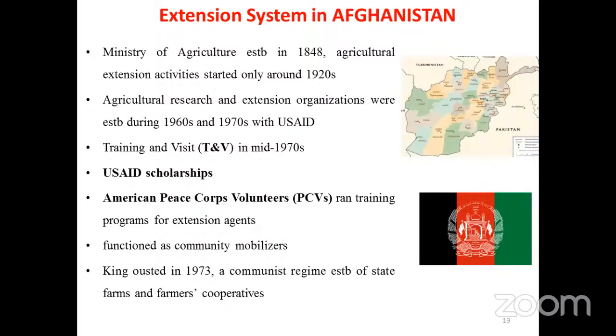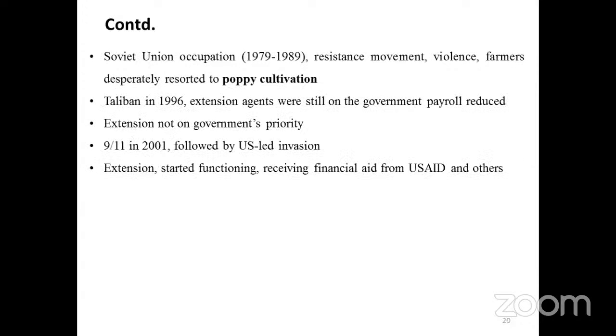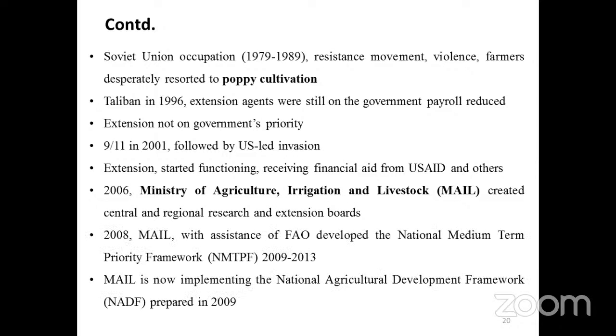Then the communist regime came. As communism goes, nothing belongs to a person but to the state. So they had state farms and farmers' cooperatives established. The Soviet Union occupied Afghanistan, and they had a problem with poppy cultivation because it's a major crop there. Then the Taliban came in 96, where, since it was not a democratic regime, the extension efforts were dismantled. The extension system itself was dismantled.